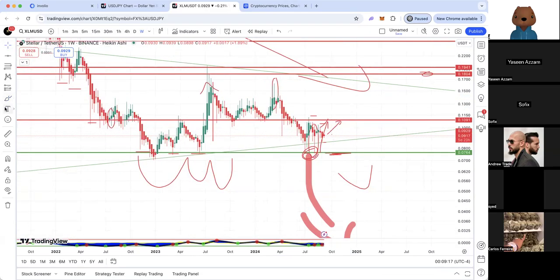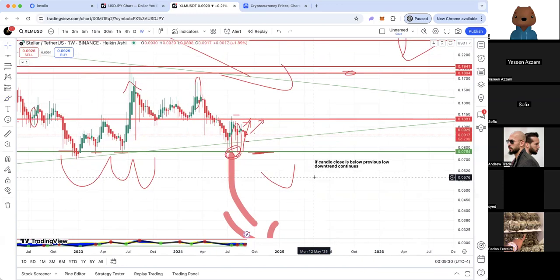So if candle close is below previous low, downtrend continues. If candle closes above previous low, downtrend is done. Higher low is formed. Okay.